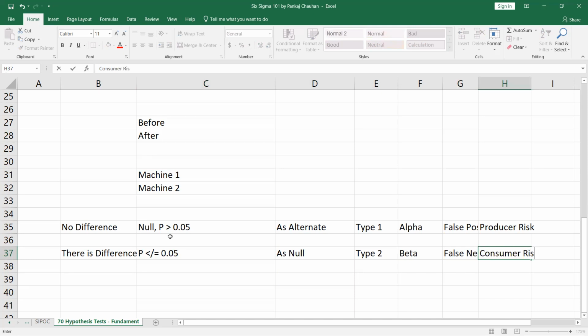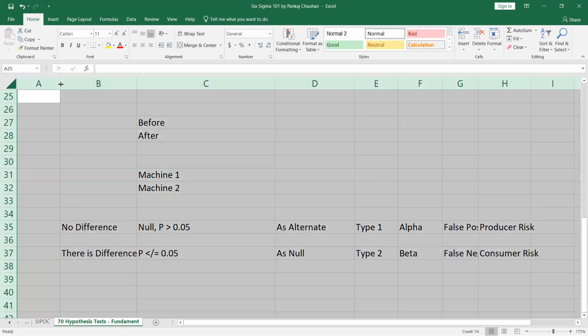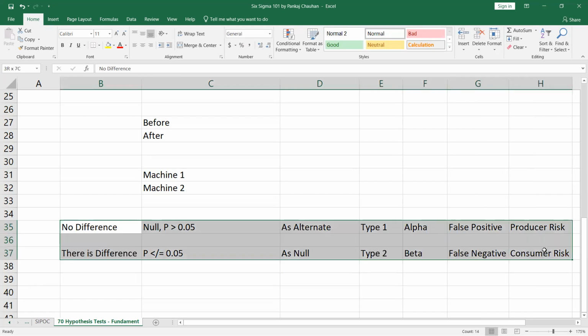So we should be avoiding these risks. We should avoid taking a false decision, and take the correct practical decision based on hypothesis testing. This is the minimum expected from a Six Sigma professional: that you are able to interpret the right statistics, read the p-value correctly, and take the correct practical decision based on the statistical decision.